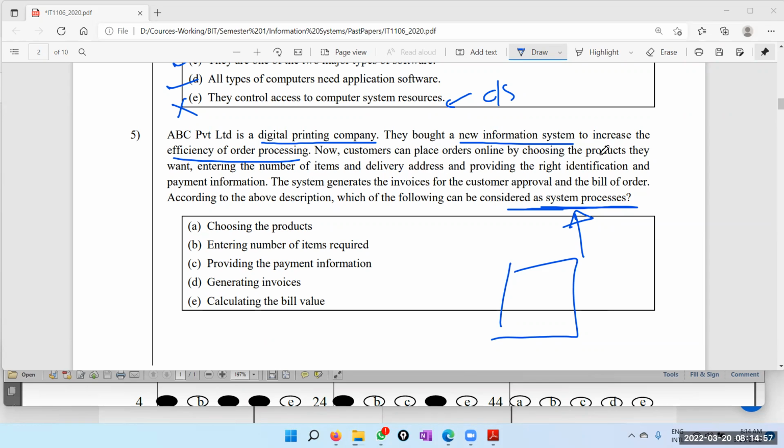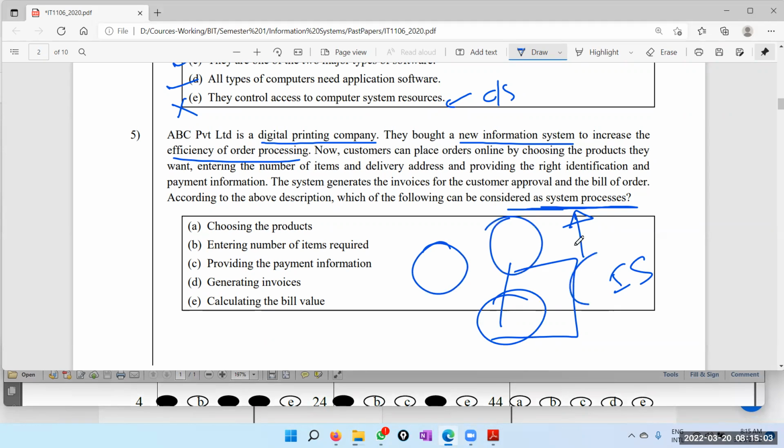But in an information system, processors usually means the functionalities, the data processing. Because they're talking about an information system, let's concentrate on that aspect, not the processors that are running on the computer. They bought a new information system to increase the efficiency of order processing.